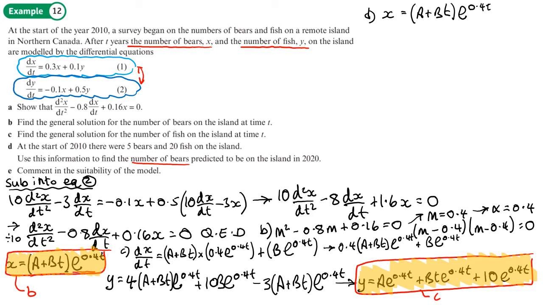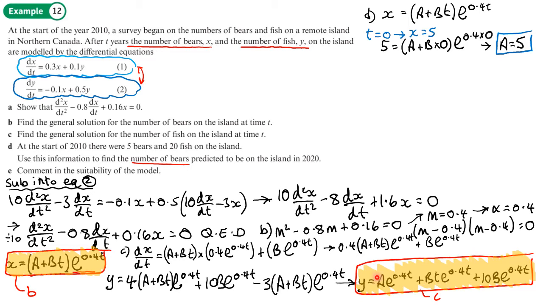So starting with t equals 0, the number of bears was 5, so x equals 5. That will give us 5 equals A plus B times 0, so B's gone, e to the 0.4 times 0. So that will give me A equals 5. Let's just box that. A equals 5.